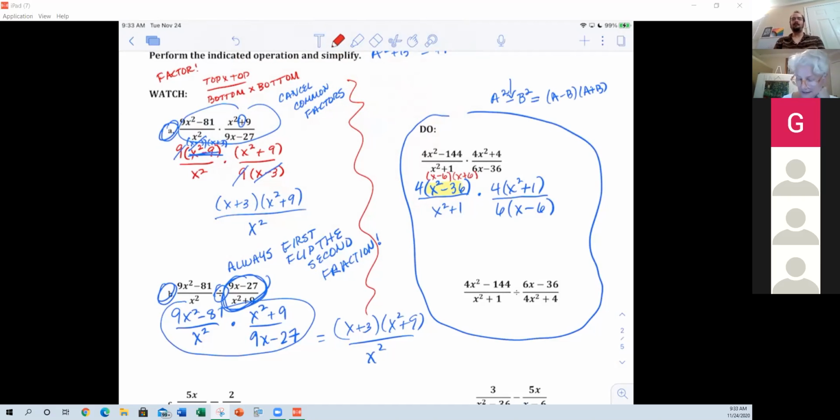Do you see that, Elliot? Oh yeah, I see that. So kind of just watch that. Now the x squared plus 1s will not factor, even though they're perfect squares, because there's a plus between them. But that x squared minus 36 will. Okay. So now what? Now start canceling stuff. Okay, so cancel out the x minus 6. Cancel out the x squared plus 1. Good. Yes.